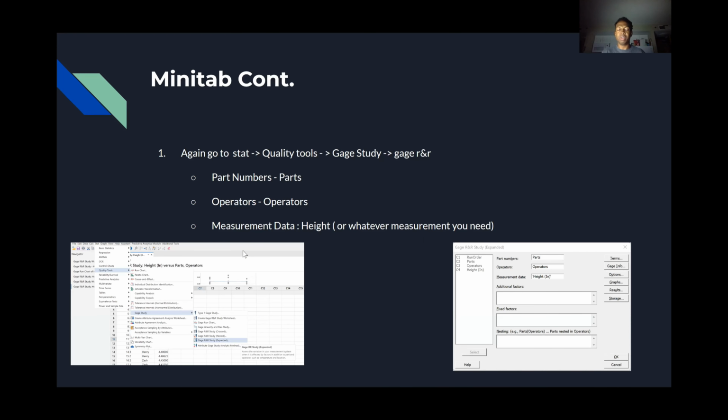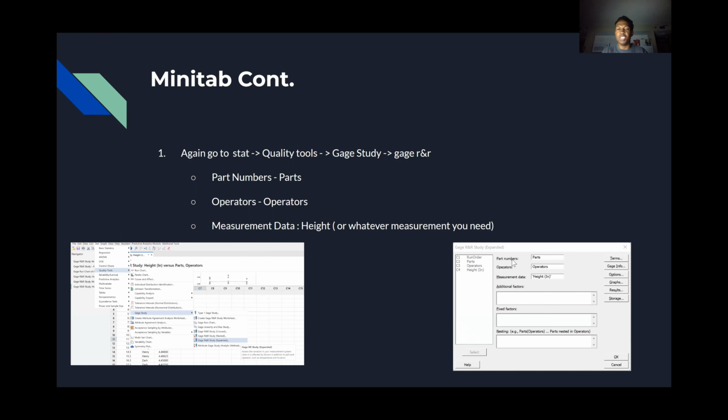Continue on to Minitab. We want to see, let's get the charts. Let's see what we were talking about before, the X bar and the parts by operator. We're going to continue on. It's Stat, Quality Tools, Gauge Study, and Gauge R&R. Follow this pathway right here to pull up a screen like this, which is the gauge R&R study.